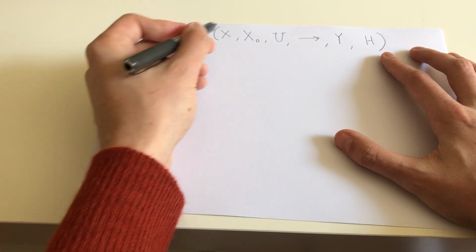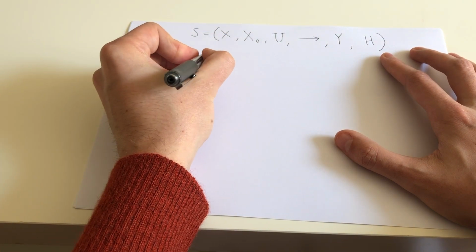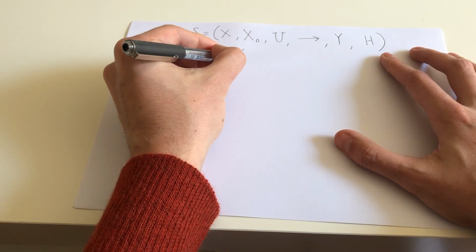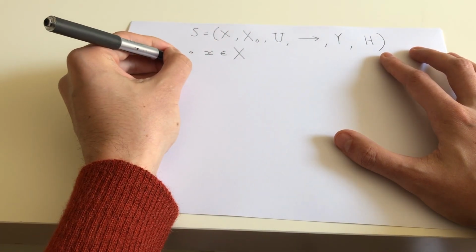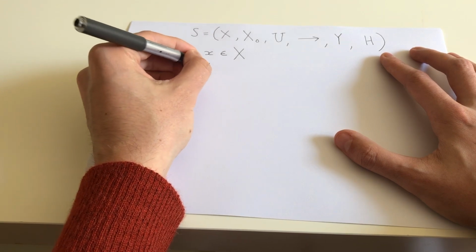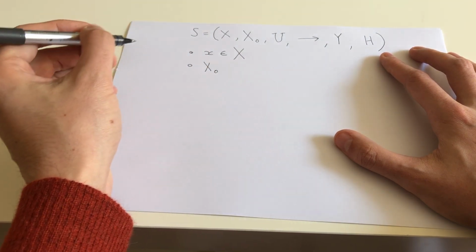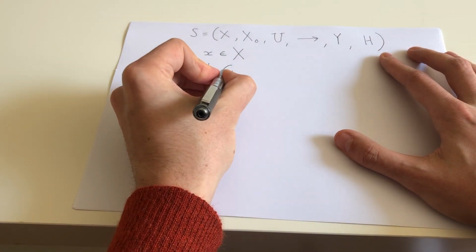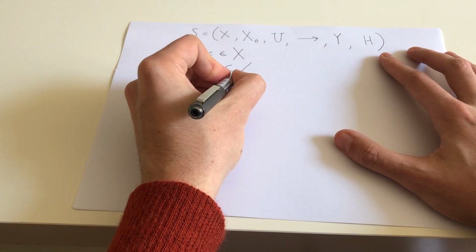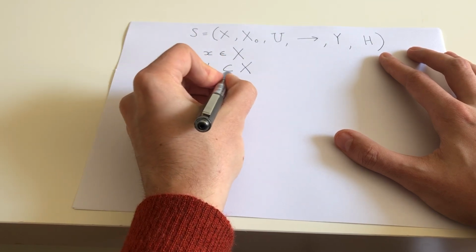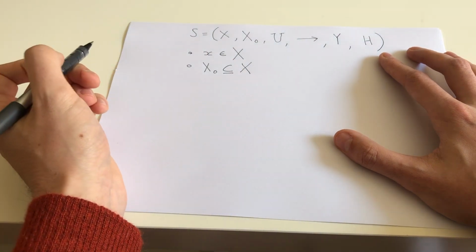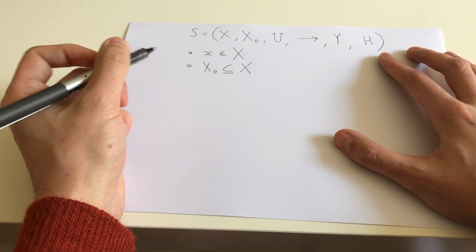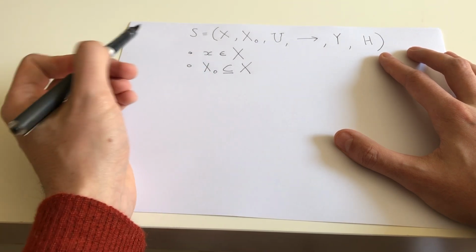As I said, we've got a set of states. Inside this set of states, we'll have individual states. I'll use lowercase x for individual states, and these all belong to the set of states X. We have a set of initial states, X0. This could be a subset of X. It could be a proper subset of X. These states could also equal X. The whole state space could be the initial set of states. But it could also equal just a single state as well.